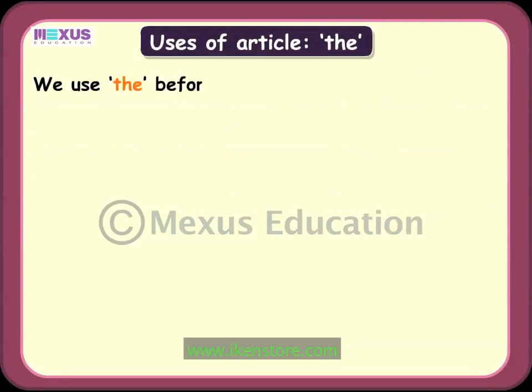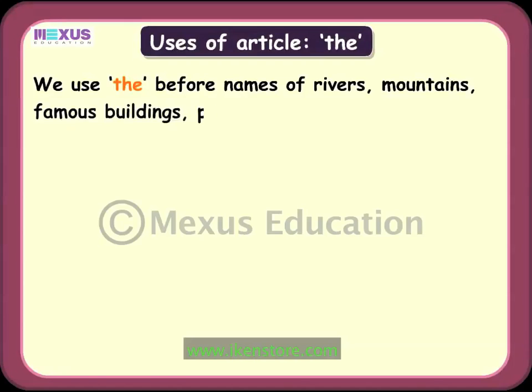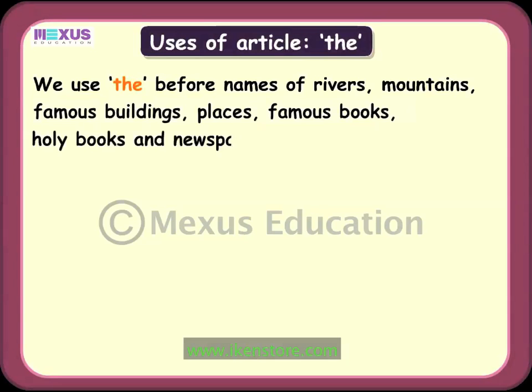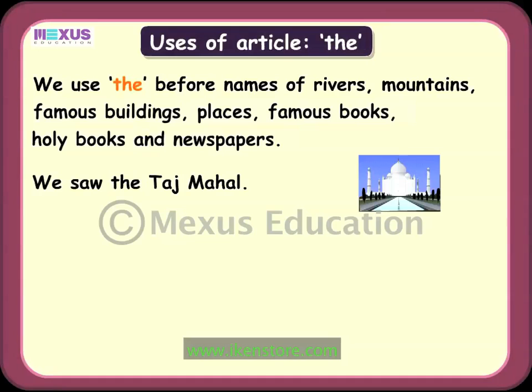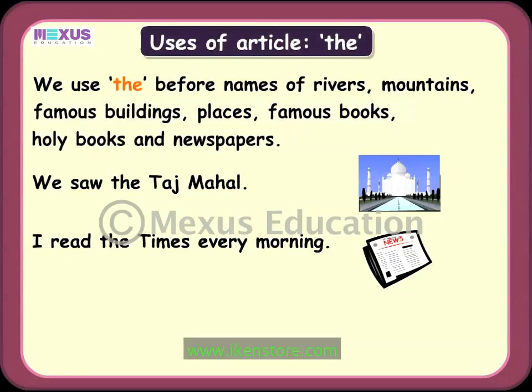We use the before names of rivers, mountains, famous buildings, places, famous books, holy books, and newspapers. Look at the following examples. We saw the Taj Mahal. I read the Times every morning. Taj Mahal is a famous monument and Times is a famous newspaper.